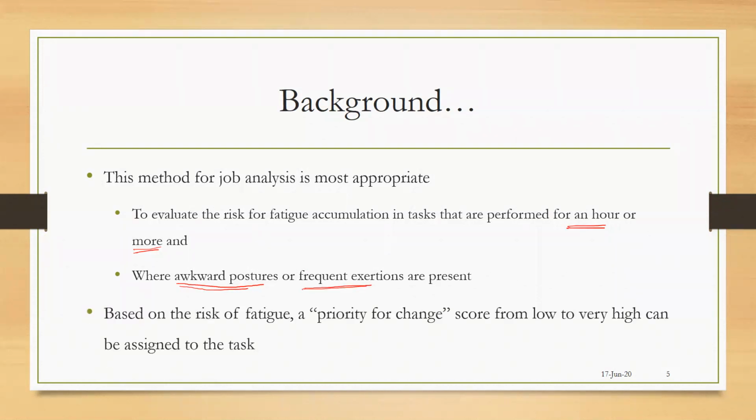Based on the risk of fatigue, a priority for change score from low to very high can be assigned to the task. So we will see that we will obtain a 3-digit code for different body parts, and we will convert that score to priority for change ranging from low to very high.